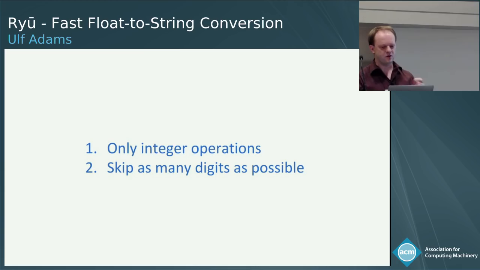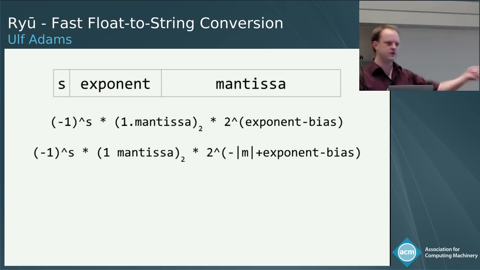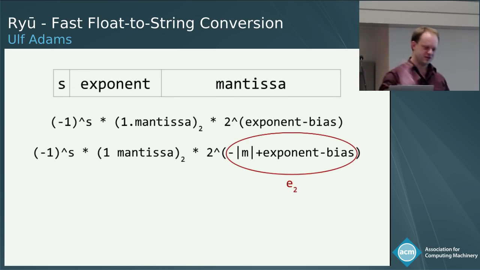Let's go back to the exact value computation. Now, we want to make this integer operations. So we move the decimal dot all the way to the right. So we have to subtract the length of the mantissa from the exponent. It's easy so far. Now, this number, I call this E2 in my paper. I apologize for the bad naming.